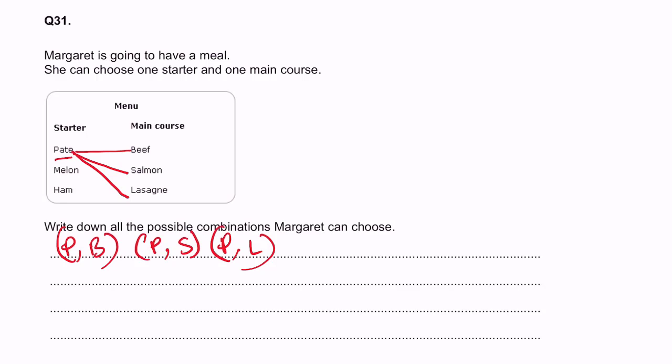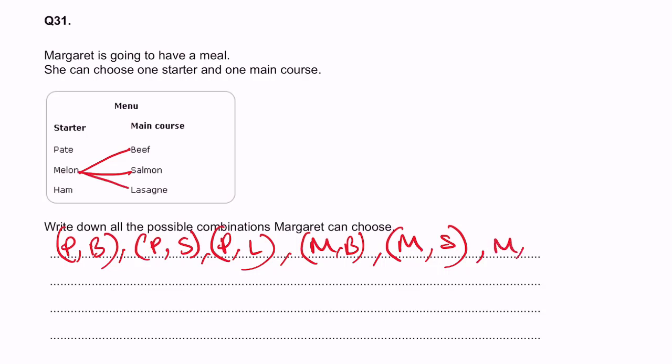Now we can do melon and beef. Have you ever had melon and beef? But don't forget to put the commas in. Melon and beef. Melon and salmon. Not even had that. Well, it's a starter, isn't it? So you're not having it together. Melon and lasagna. Melon and L.